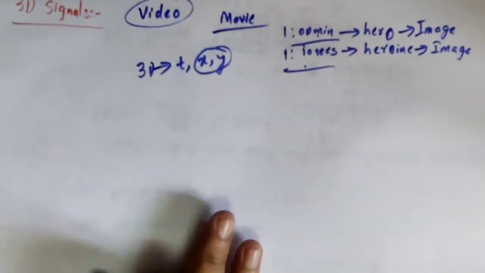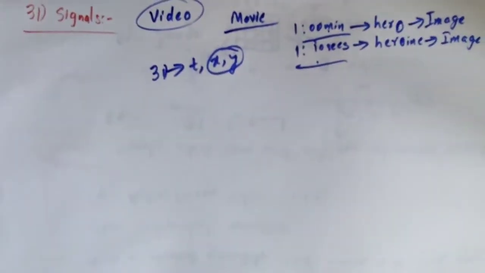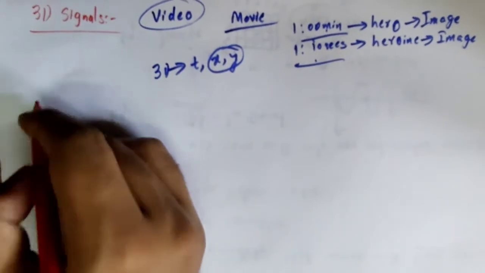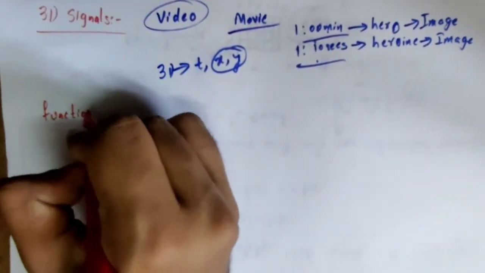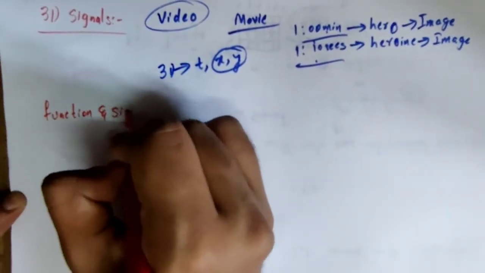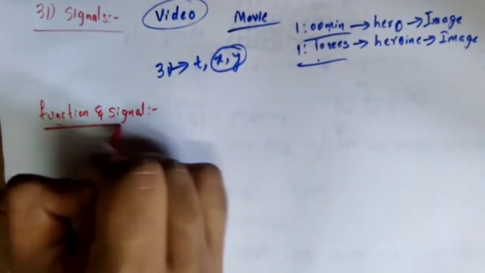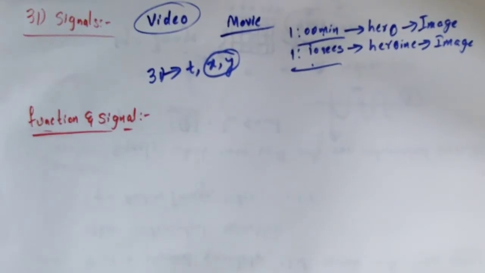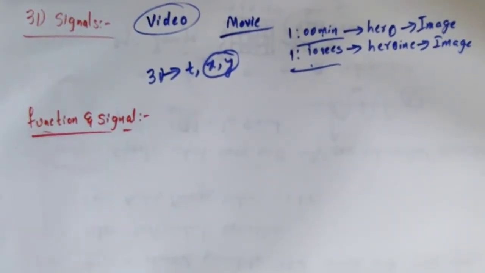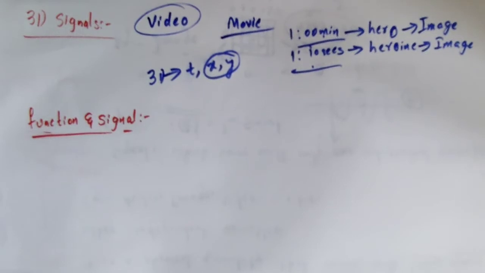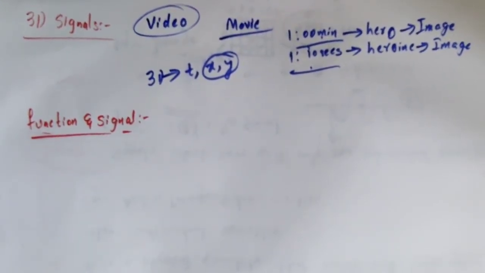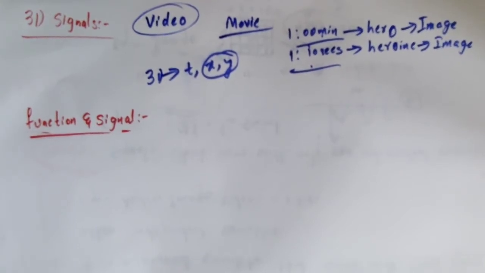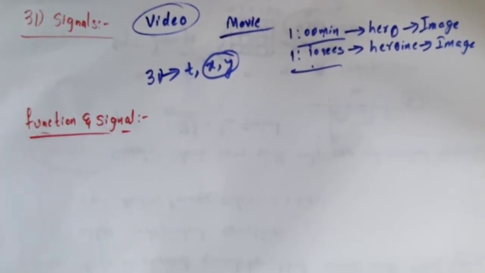I would like to say one more thing. You have to understand the difference between function and signal. This is very important for a definition. Function and signal, what's the difference between these two? Many would say signal is also known as function, but that is not true. Yes, it is partially true, but it is not completely true.